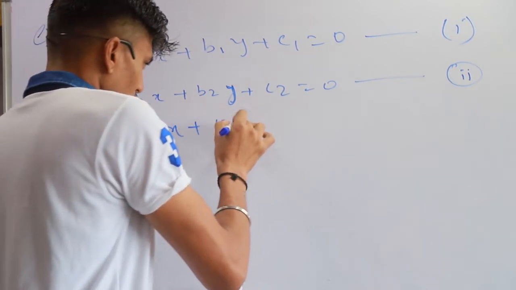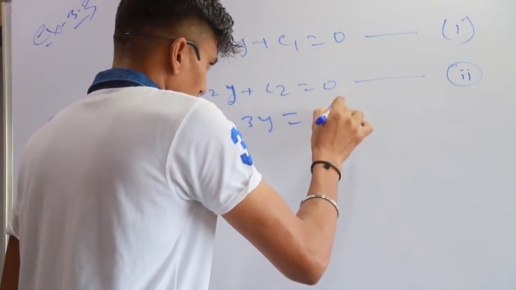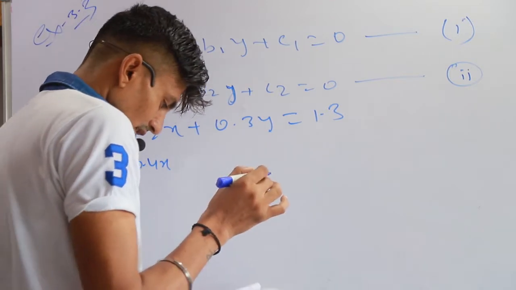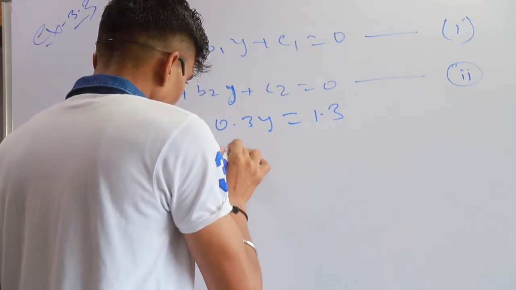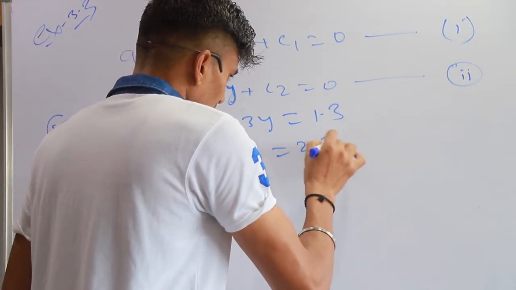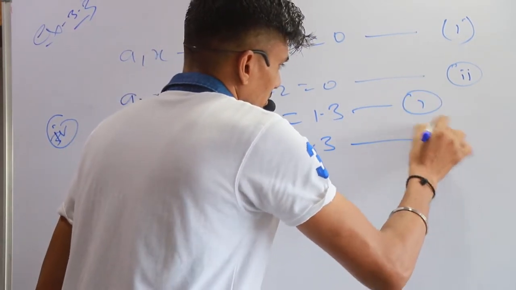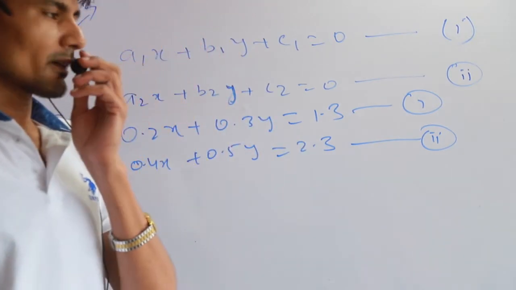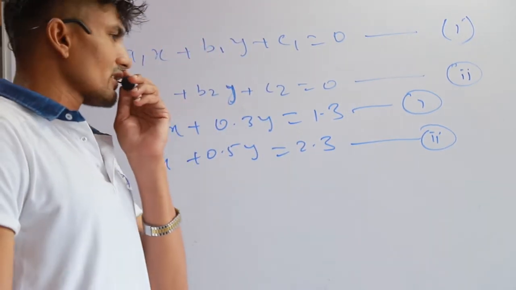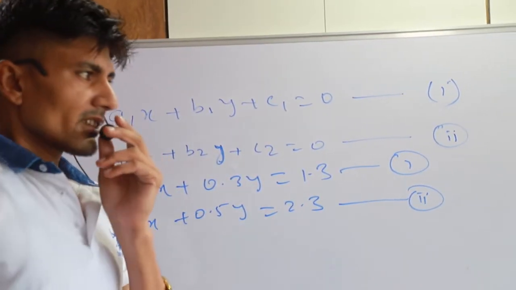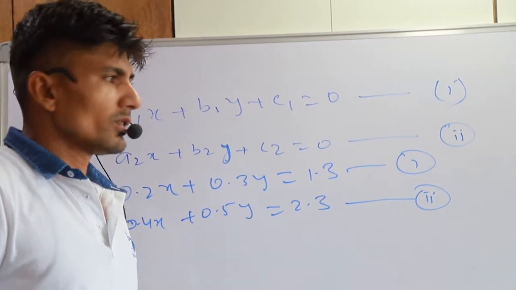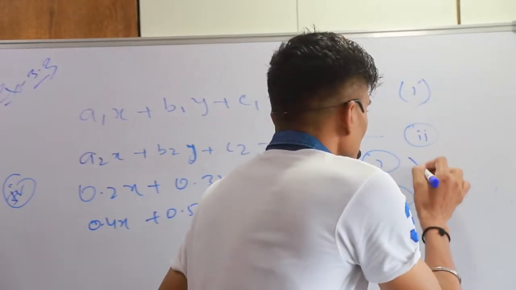0.2x plus 0.3y equal to 1.3 and 0.4x plus 0.5y equal to 2.3. Equation number 1, equation number 2. मल्टीप्लाई द बोथ इक्वेशन, क्योंकि हमको बेटा यहाँ पर डेसिमल को इरेज करना, डेसिमल को हटाना है. हम क्या करते हैं 10 से मल्टीप्लाई कर देते हैं. दैट मींस we have to multiply the equation 1 and equation 2 both sides with the 10.